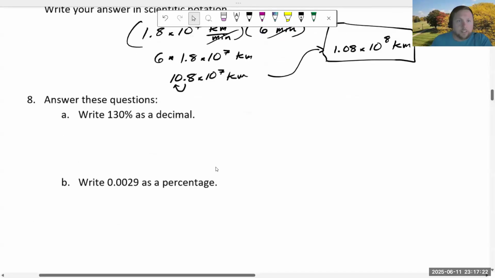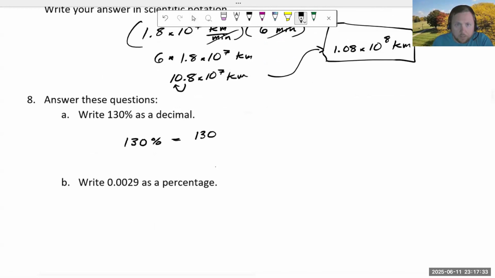Okay, number 8, answer these questions. Write 130% as a decimal. So 130%, the percent symbol means divide by 100. So I end up with 1.3.